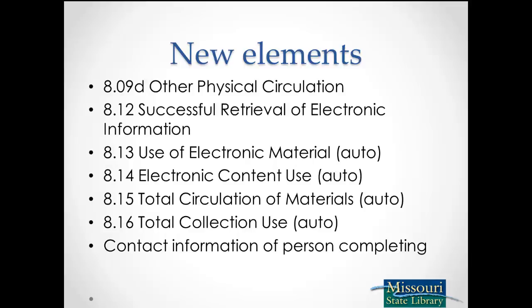The 4 new elements that calculate automatically are 8.13, use of electronic material, 8.14, electronic content use, 8.15, total circulation of materials, and 8.16, total collection use. These elements will calculate based on the numbers you enter in other lines and are not open for data entry. Feel free to review the definitions by clicking on the element number in the Bibliostat Collect program.